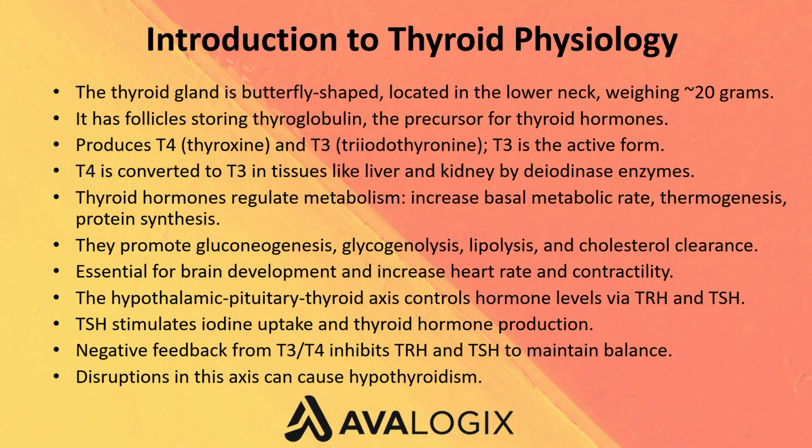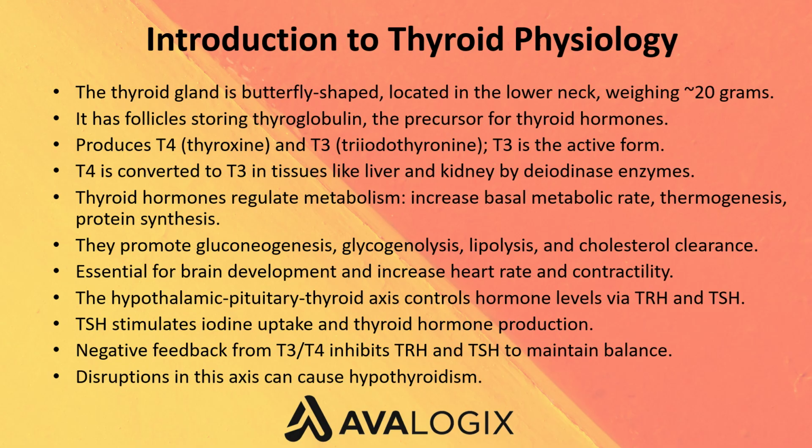These hormones play critical roles in regulating basal metabolic rate by stimulating mitochondrial oxygen consumption, thermogenesis, and protein synthesis. They influence carbohydrate metabolism by promoting gluconeogenesis and glycogenolysis and affect lipid metabolism by enhancing lipolysis and cholesterol clearance. Beyond metabolism, thyroid hormones are crucial for normal brain development, particularly during fetal life and infancy, and influence cardiovascular function by increasing heart rate and contractility.